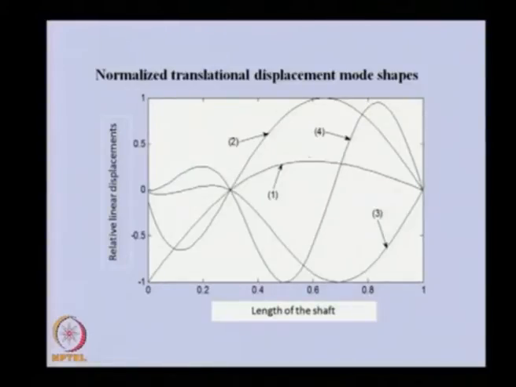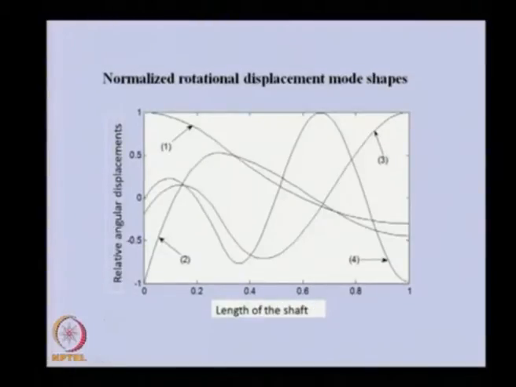That is why these mode shape curves are very smooth. Also, we have normalized from -1 to 1, so that we can compare these mode shapes easily. This is the corresponding slope variation along the length of the shaft. We can see that at the support the slope will not be 0. That is why here there is a variation of the slope.